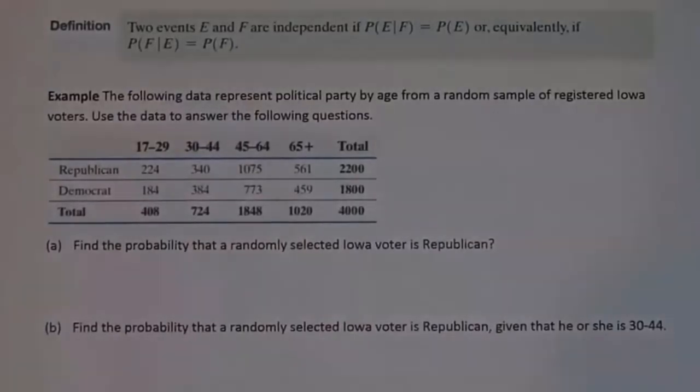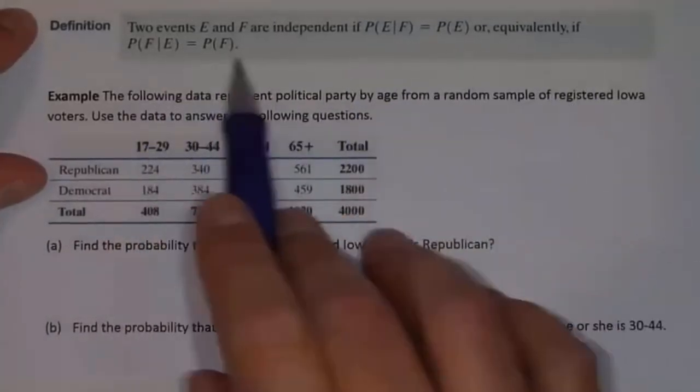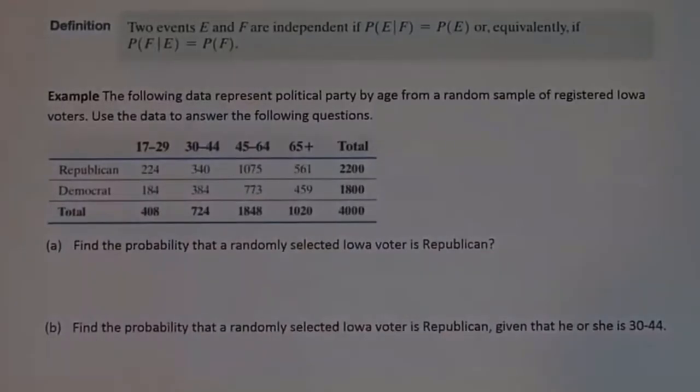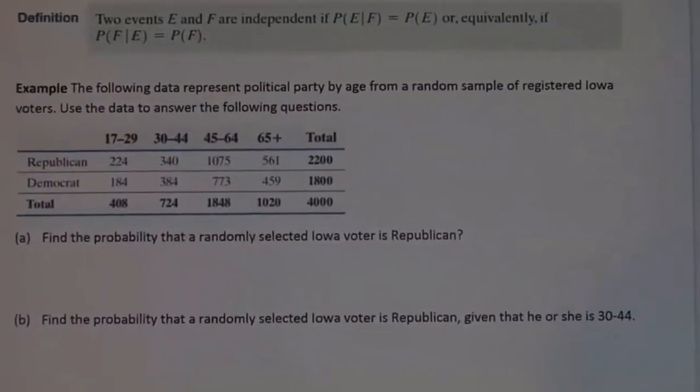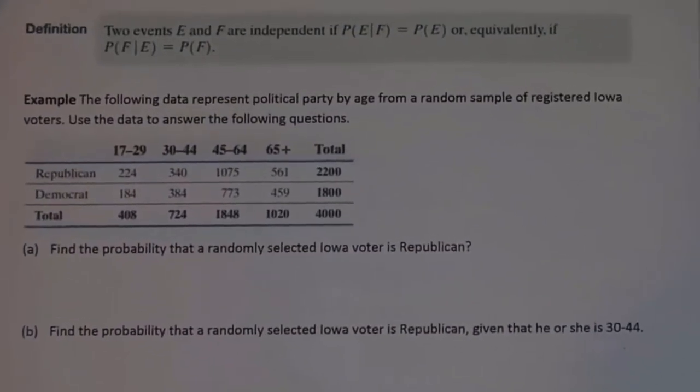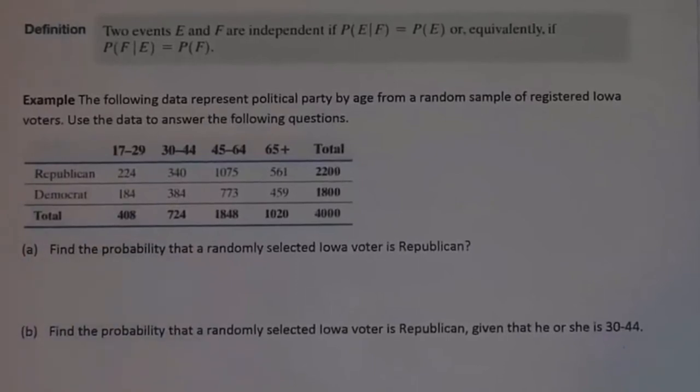Definition. Two events E and F are independent if the probability of E given F equals the probability of E, or equivalently, if the probability of F given E equals the probability of F. So this is one way that we can determine whether two events are independent. Like the examples we've seen so far, logic tells us whether or not the two events are independent.